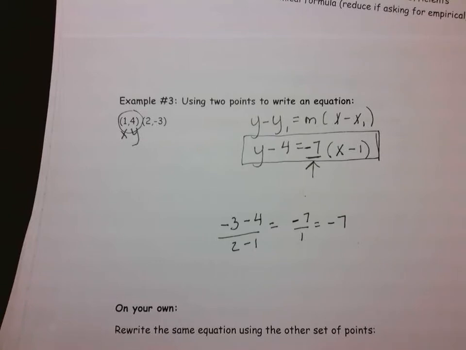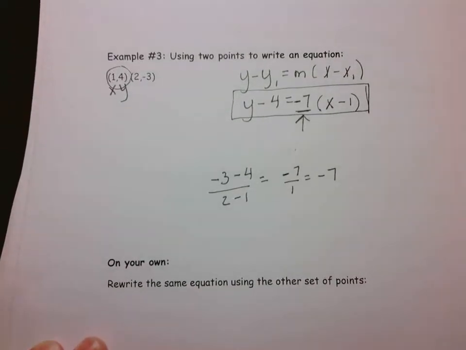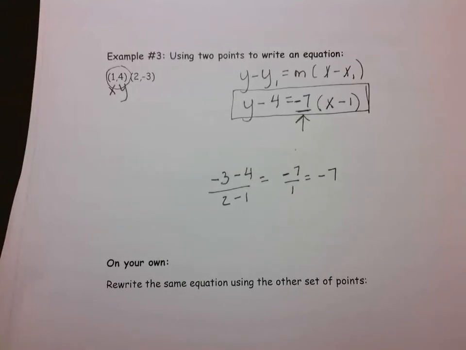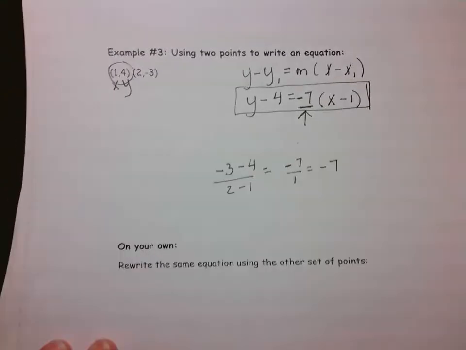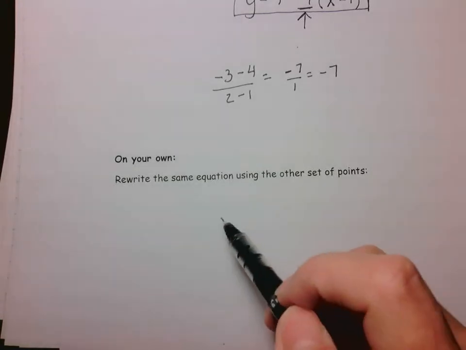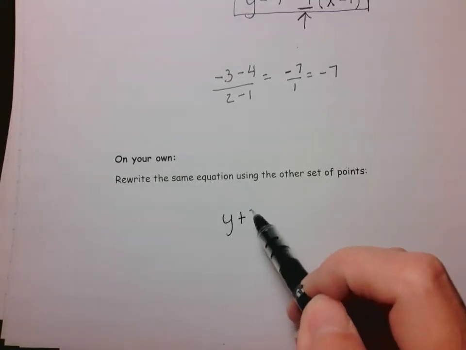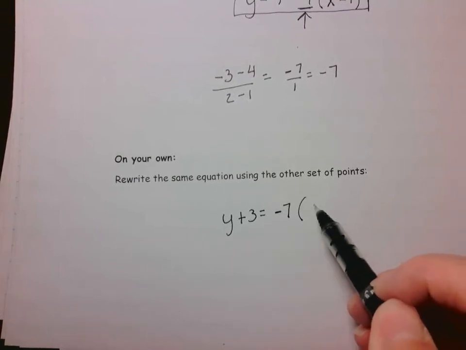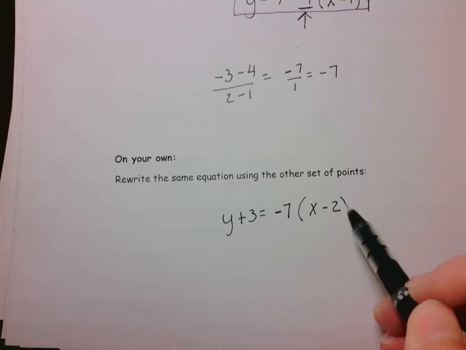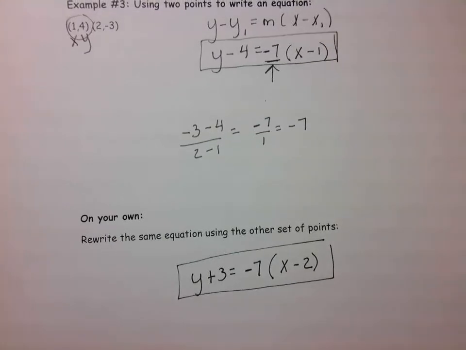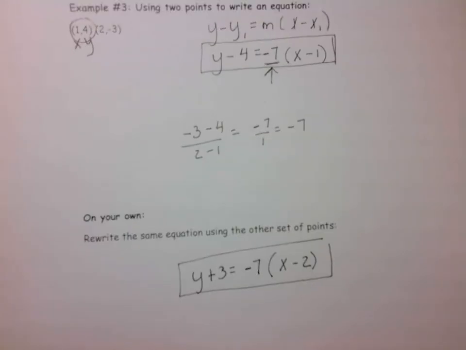So now go ahead and pause the video and rewrite the same equation using the other set of points because there are 2 possible answers for this question. Okay, so if I wrote this same equation with the other set of points, my answer would be y plus 3 equals negative 7, my slope is going to be the same, times x minus 2. So both of these equations are correct answers to the question. There's two possible answer choices.